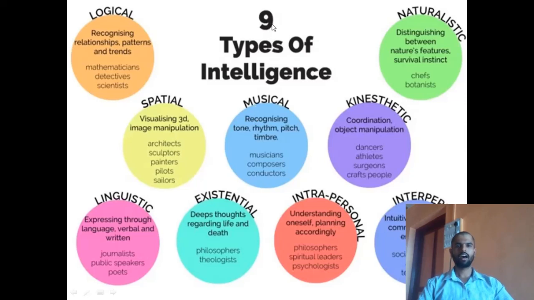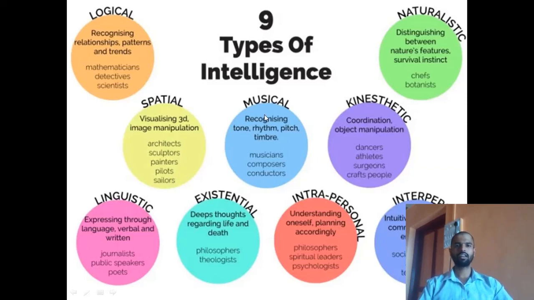So these are the 9 types of intelligence. First one is logical intelligence. That means recognizing relationships, patterns and trends. Examples of logical intelligence are detectives, scientists, mathematicians, etc. Next one is spatial intelligence, that is visualizing, 3D or image manipulation. Examples are architects, sculptors, painters, pilots, etc.